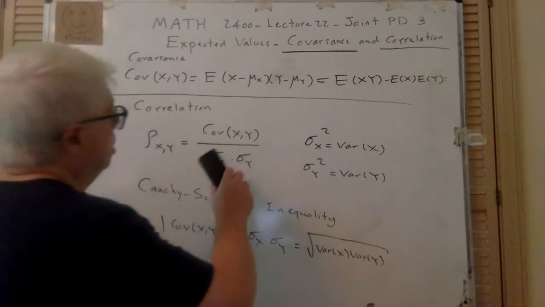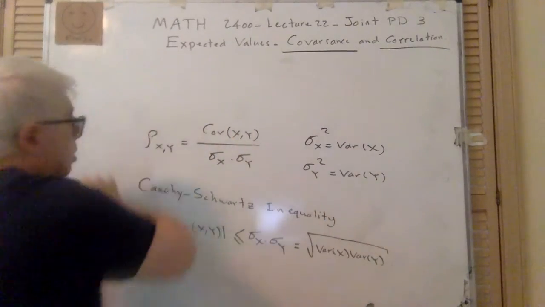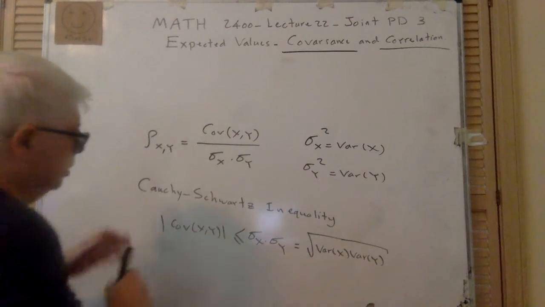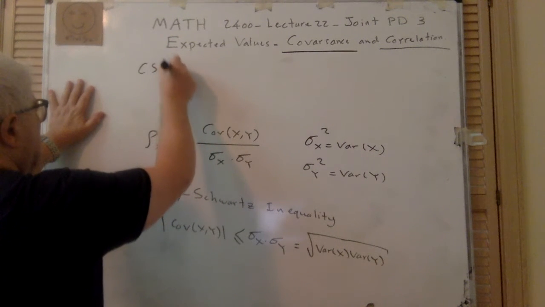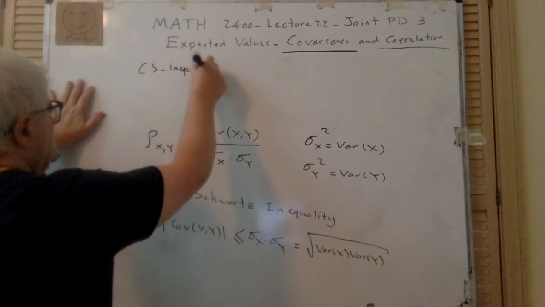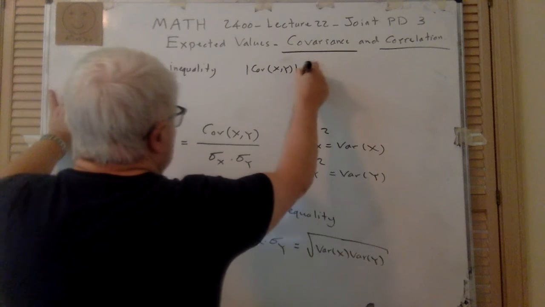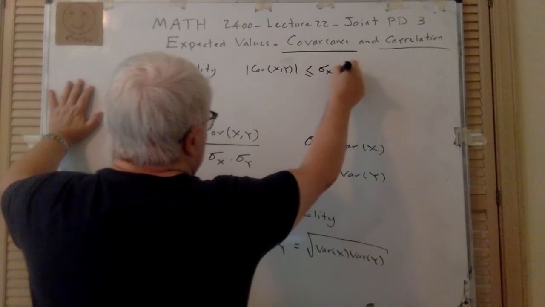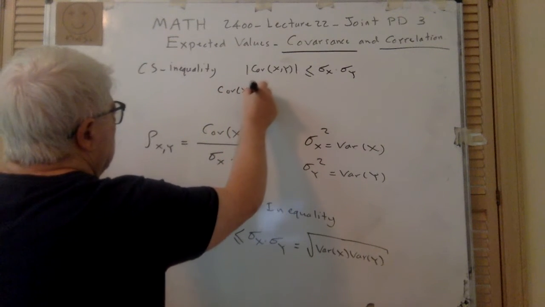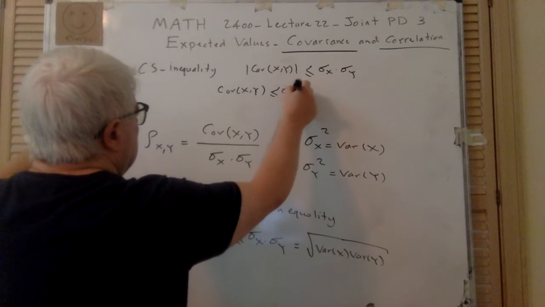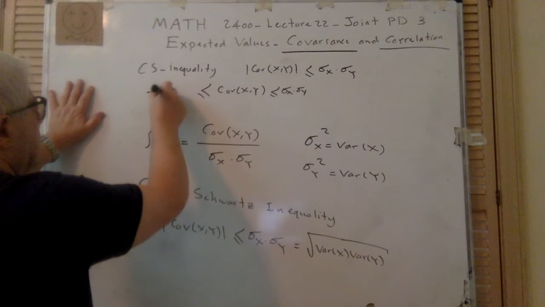Well, let me erase this and write it here. What happens is this. The Cauchy-Schwarz inequality, the CS inequality, gave me that the covariance of x comma y is less than or equal to sigma x, sigma y, and bigger than or equal to minus sigma x, sigma y.